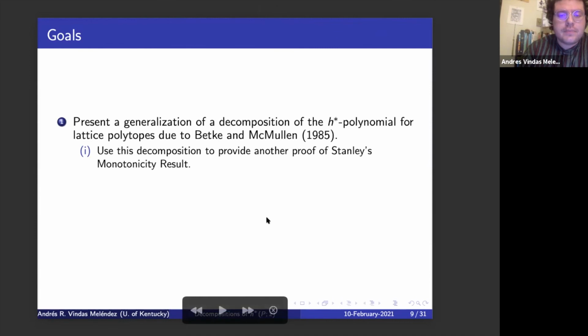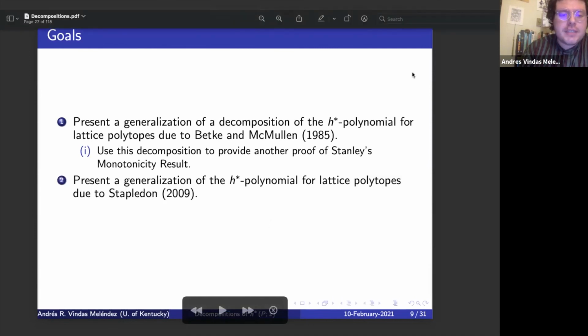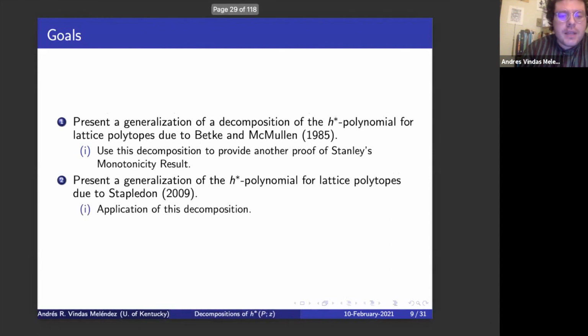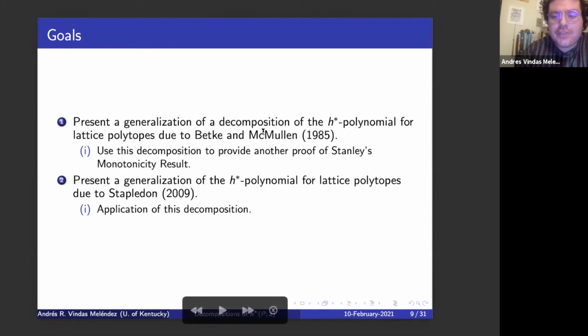And I'm going to present to you a generalization of the H star polynomial for lattice polytopes, well, this one's due to Stapledon in 2009. And I'm going to present to you an application of this decomposition, which hopefully will give a partial answer as to why that first example gave a palindromic H star polynomial.